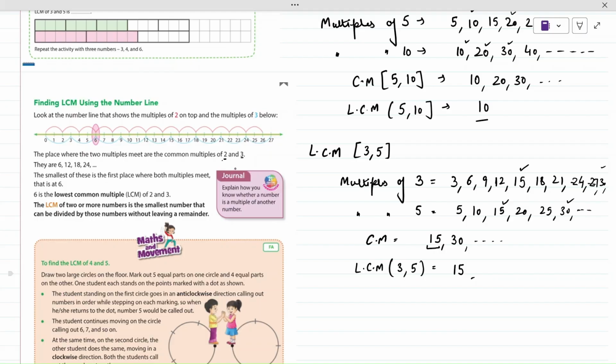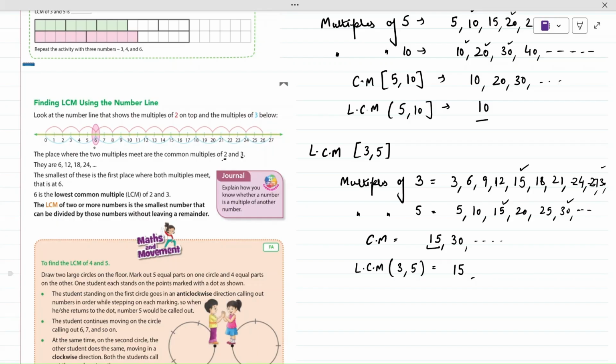Okay. Now to find the common multiples, we have to mark the points which are common to both. That is where both the lines are meeting. So if you see here, this marked point 6 is one of those points where both the multiples are there.